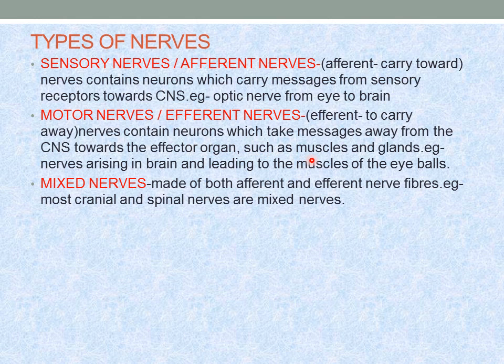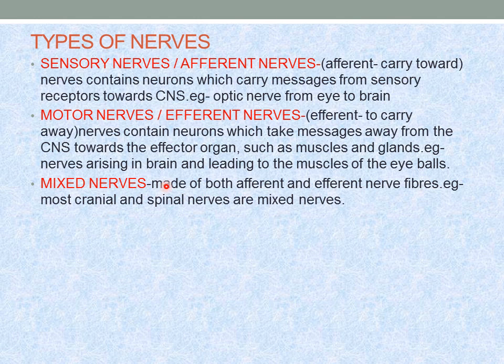Now such as muscles and glands. Anything arising from the brain and leading to the muscles of the eyeballs is called the efferent or motor nerves. Something is happening in the brain, so those impulses are carried on to the muscles or the glands through the motor nerves.